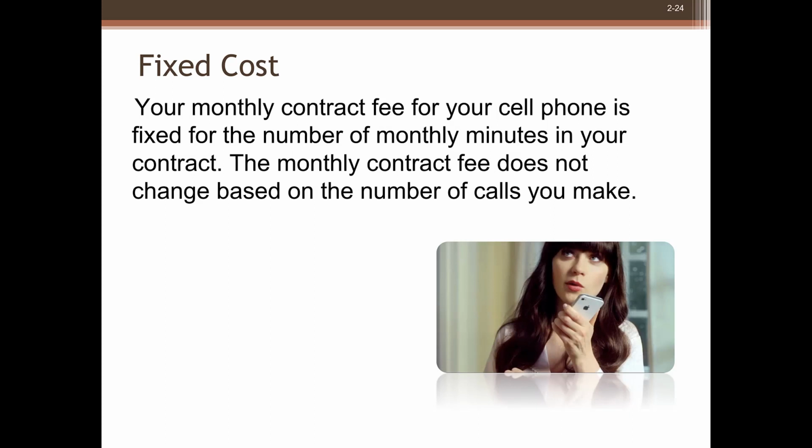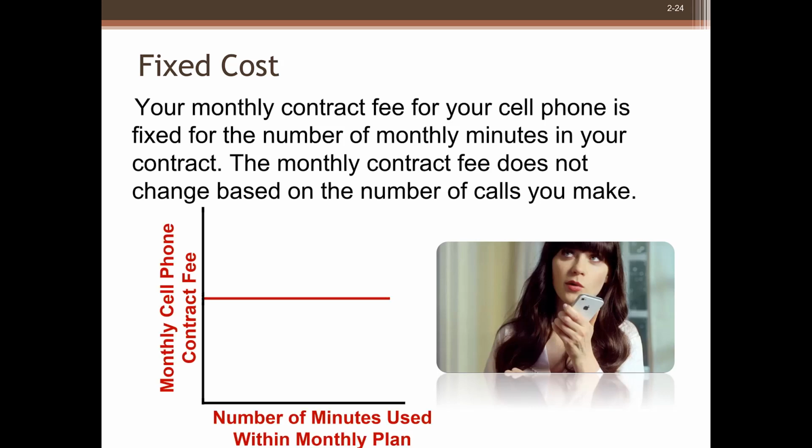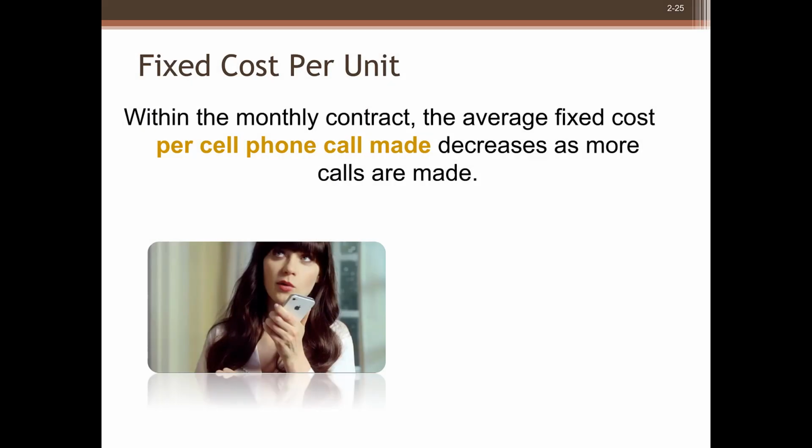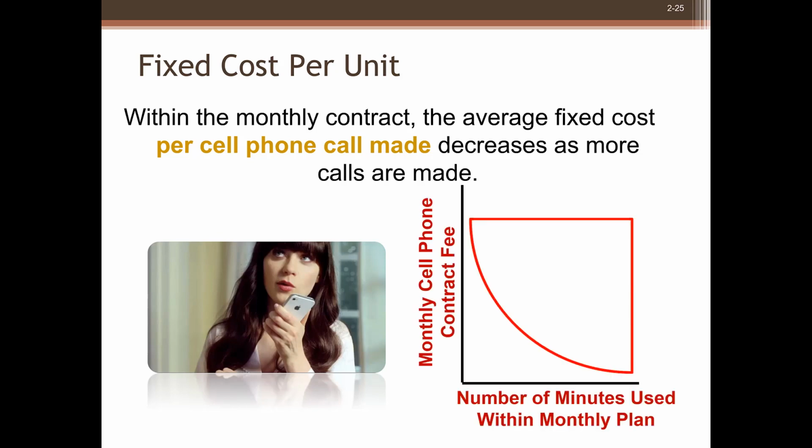Fixed cost. Fixed cost is constant regardless of the level of activity. Let's say your monthly contract fee for a cell phone is fixed for a number of monthly minutes in your contract. Then, your monthly contract fee does not change based on the number of calls you make, as long as you do not call over minutes. But if we take a look at the fixed cost per unit, the average fixed cost per cell phone call made goes down as more calls are made.